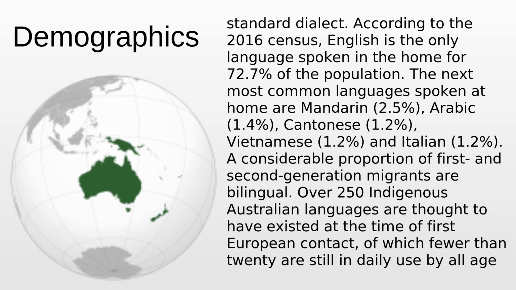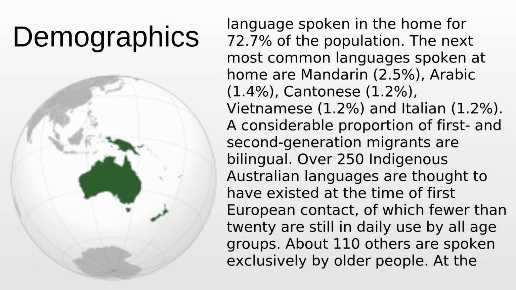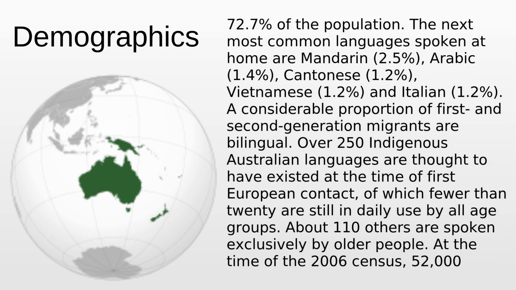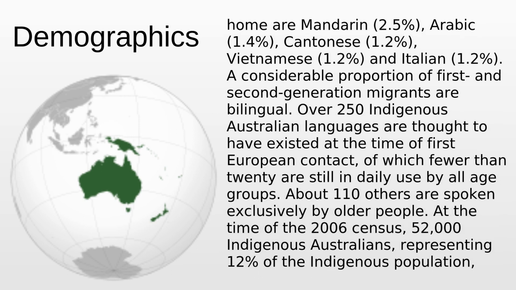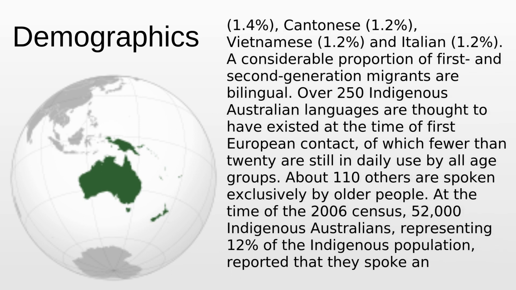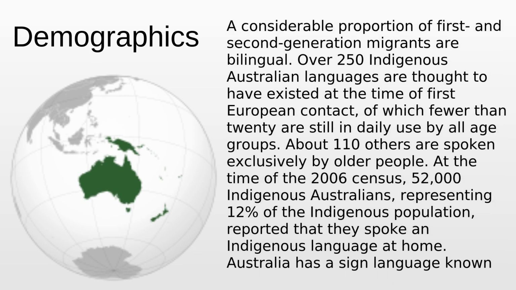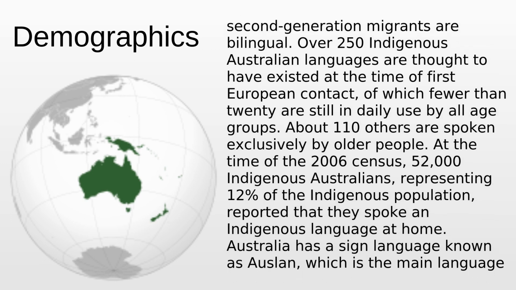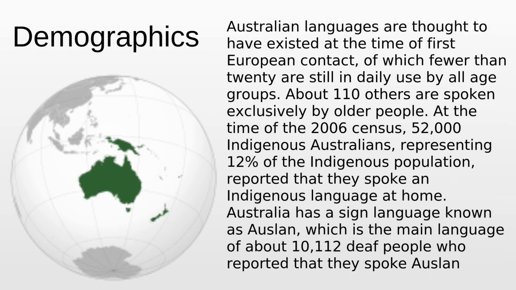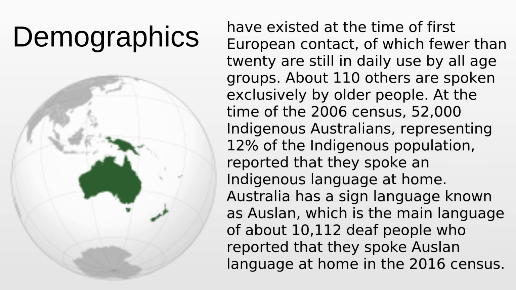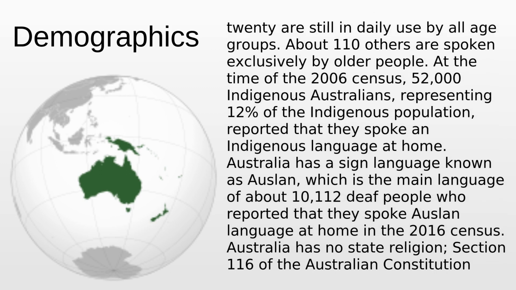The next most common languages spoken at home are Mandarin, 2.5%, Arabic, 1.4%, Cantonese, 1.2%, Vietnamese, 1.2%, and Italian, 1.2%. A considerable proportion of first- and second-generation migrants are bilingual. Over 250 Indigenous Australian languages are thought to have existed at the time of first European contact, of which fewer than 20 are still in daily use by all age groups. About 110 others are spoken exclusively by older people.